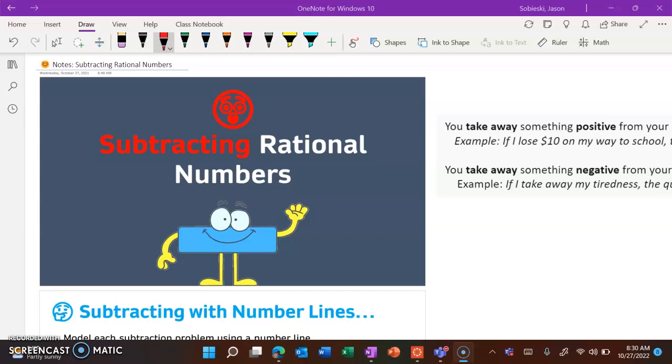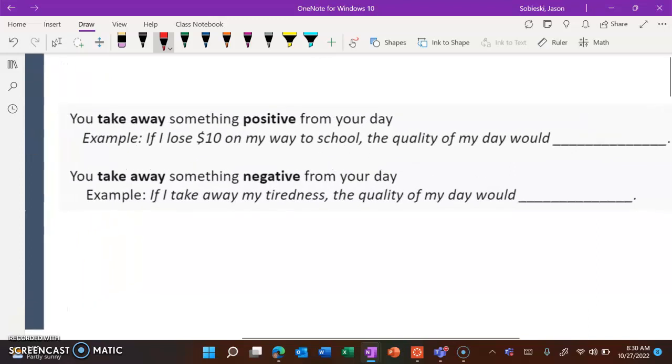Hey Math 7, in this video we are going to learn how we can use number line models to represent subtracting rational numbers. We're going to start with just these two examples. Let's say you take something positive away from your day, meaning if I lost $10 on my way to school, would the quality of your day go up or go down? Hopefully you would say it would go down. You're losing something good, so the quality of your day would decrease.